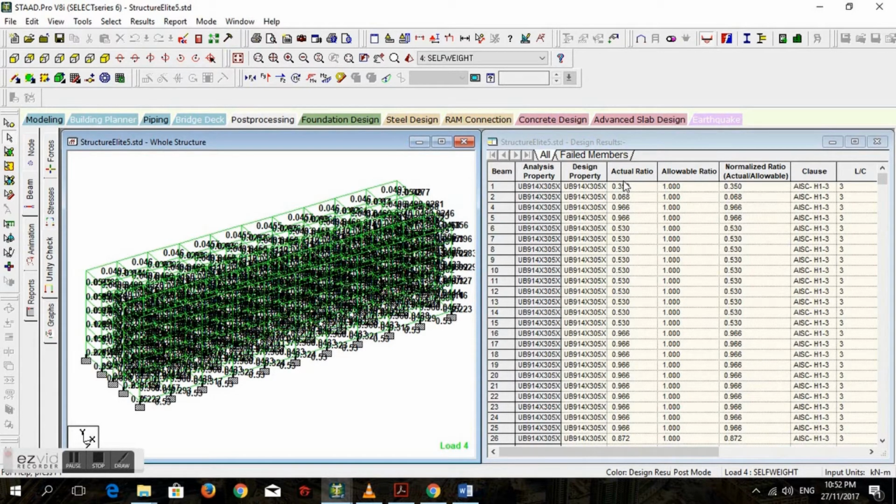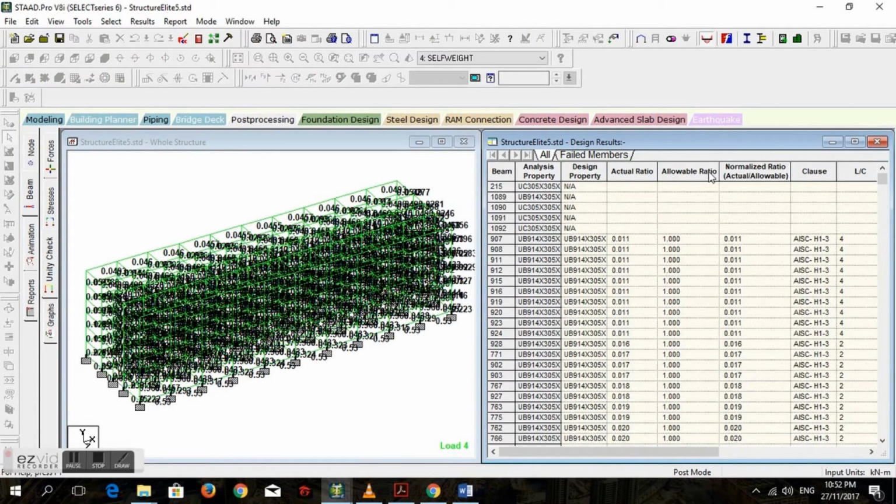So we will go here. This is our beam. Our beam 4 has the highest actual ratio. The normalized ratio is 0.966. By far, I think this is the best ideal choice of a beam for this project. So group 5, elite 5, this is the best. No other else. So this is 0.966.